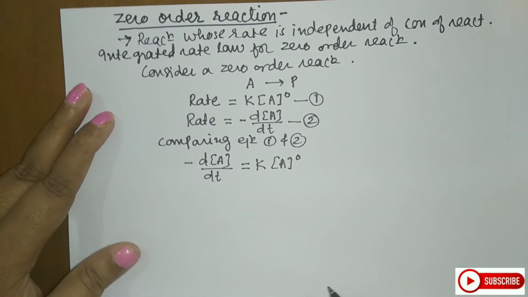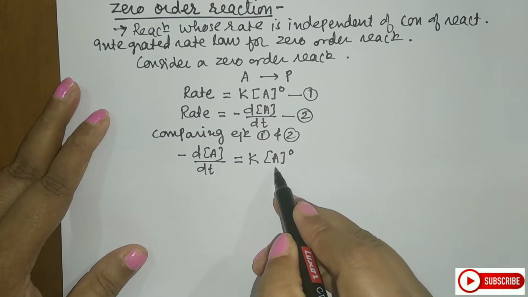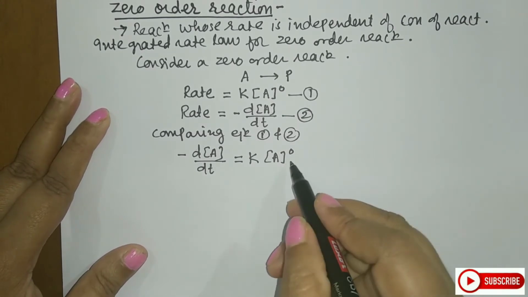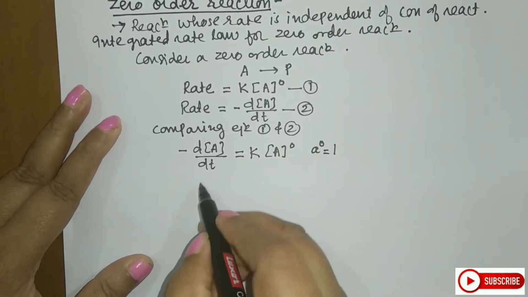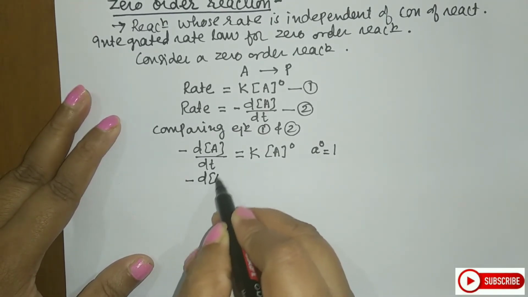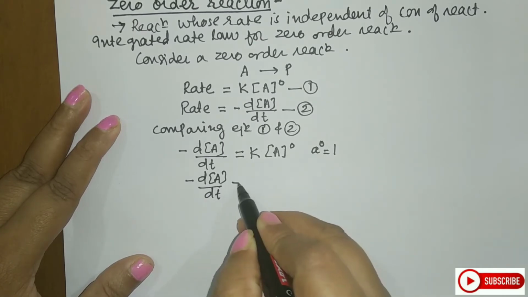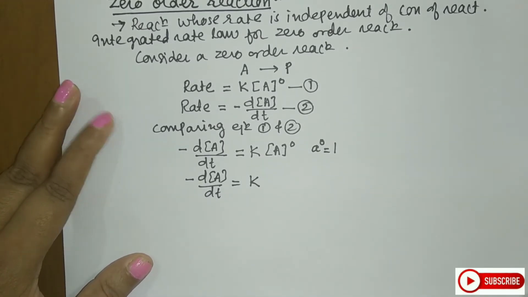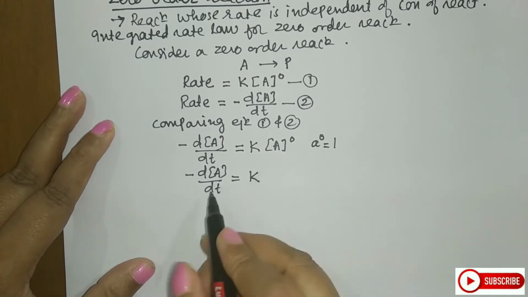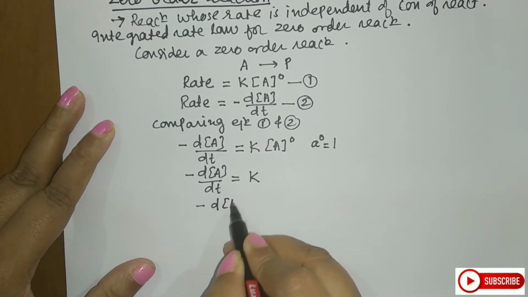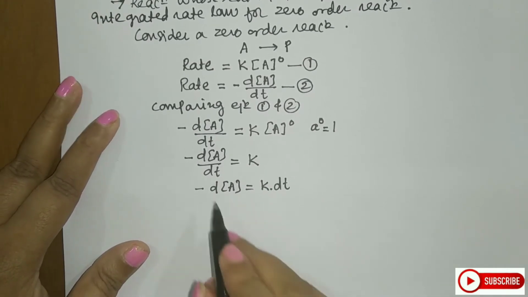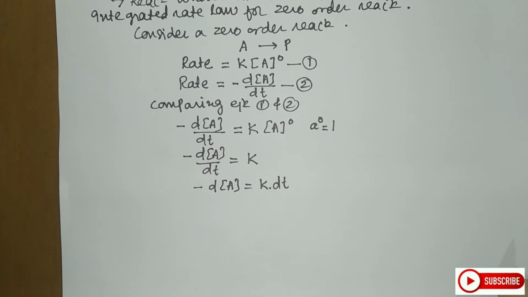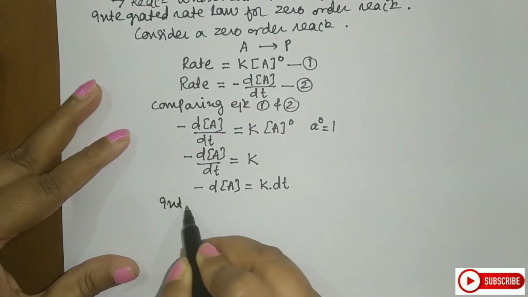raised to 0. From the indices you know that any number raised to 0 is equal to 1, that is A raised to 0 is 1. So the equation will become minus dA by dt is equal to K into 1, that is K. Now let us rearrange the equation. So I will get minus dA is equal to K dt. Now d indicates an infinitesimal small change and therefore let us integrate the equation.